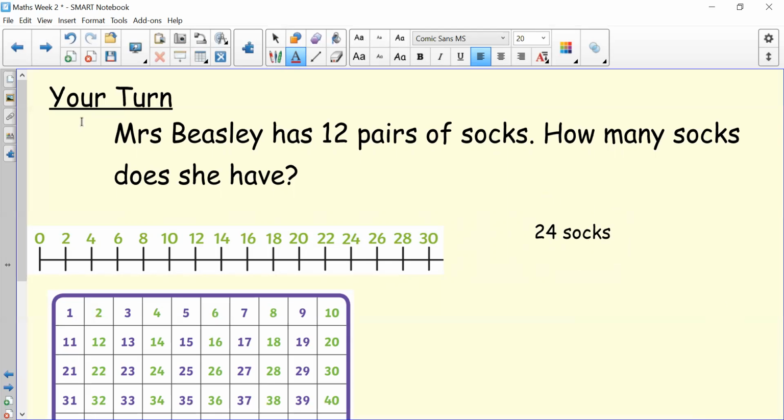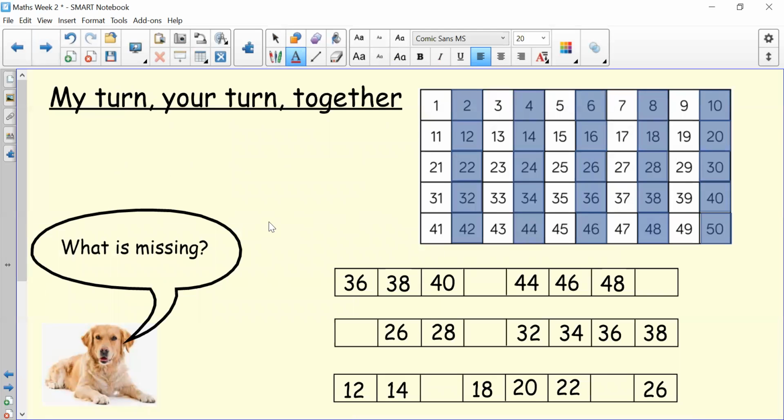Great job. Right. One more activity now before we move on to our Teams task. So we've got some sections of a number track here with some numbers missing. So I'm looking at the first number track and I can see that it starts with 36, then 38, 40. Then there's a missing number, 44, 46, 48, and another missing number. Now I can see that these numbers are skip counting. We're missing a number out between each number. So we're skip counting in twos.